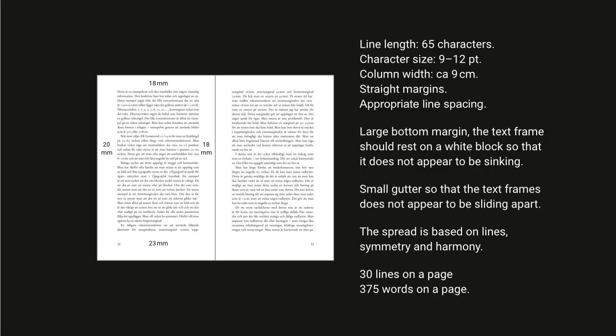Therefore, the text columns were placed quite close to each other, i.e., with a narrow gutter. With too great a distance, the spread was considered to be shattered, as the pages were seen as if they were sliding apart. They also wanted the text to stand firmly on a large white block. With too small a bottom margin, the text was seen as if it was sinking. You could see this in the picture of the cluster text right now.